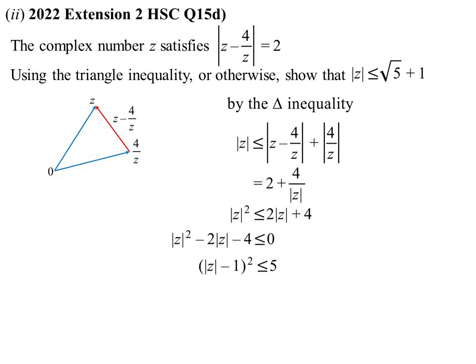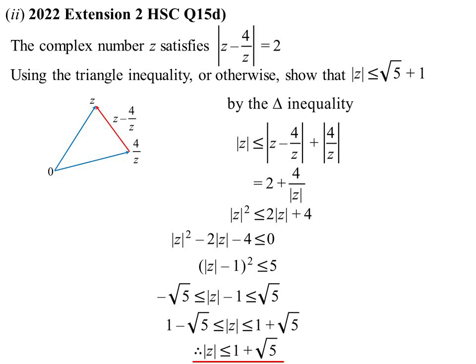Therefore, it must be in between negative root 5 and root 5. Add 1 to both sides, and you can see it drops out nicely. On the right-hand side, I get 1 plus root 5. I don't really care about the left-hand side, because it's simply saying show that it's less than this amount. Well, I've done that. Sure, it'll stop at some point, but we're just interested in it being less than that amount. So it is true to say that the modulus of Z is always going to be less than or equal to 1 plus root 5.